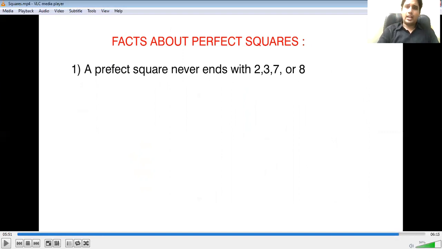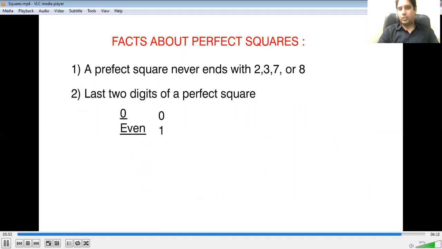Second fact, the last two digits of any perfect square. As I said, the square of a number would always end with one of 0, 1, 4, 5, 6, 9. Now if the last digit is 0, the second last digit would always be 0. The square of any number ending with 0 would always end with two zeros. And the square of a number ending with 5 would always end with 25, like we have discussed earlier. So before 5, it would always be 2. Before 0, it would always be 0.